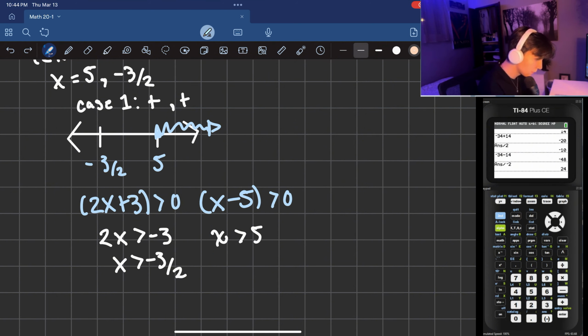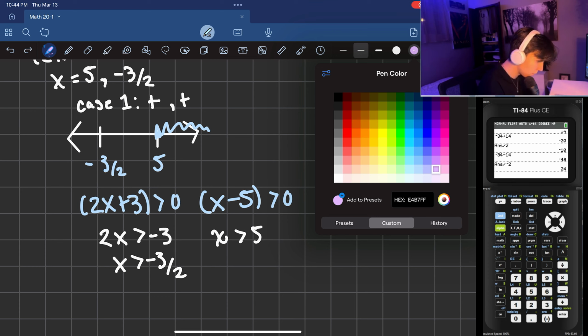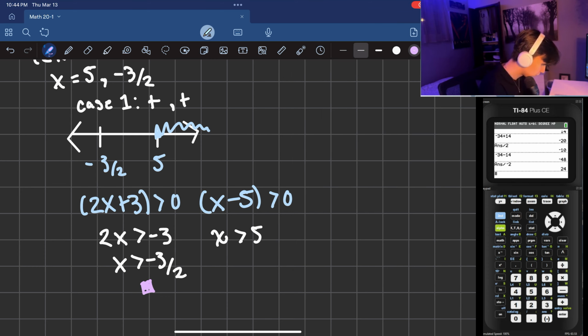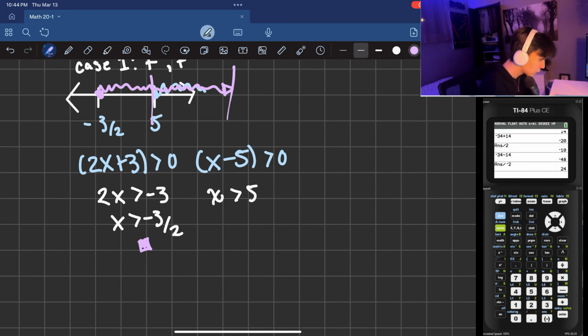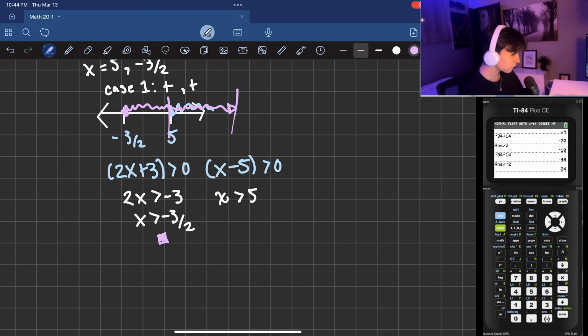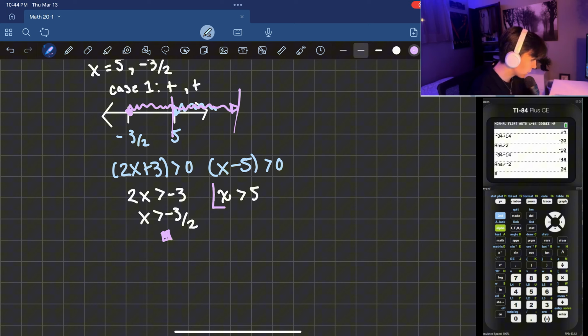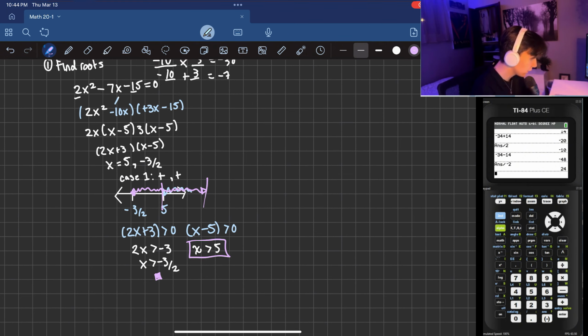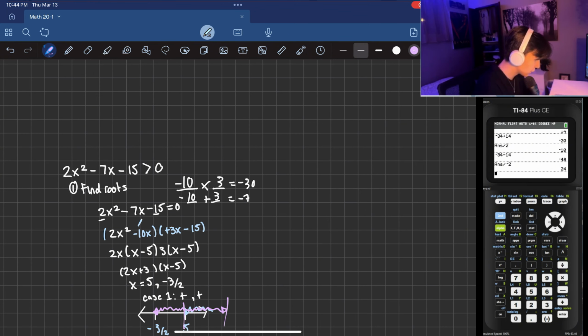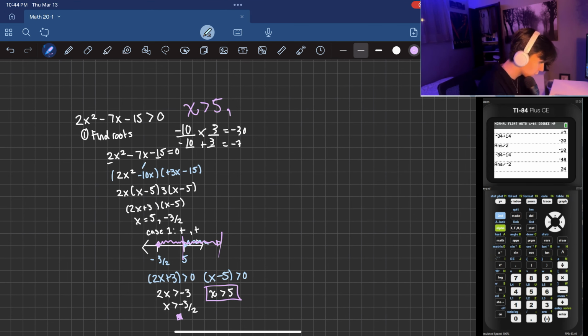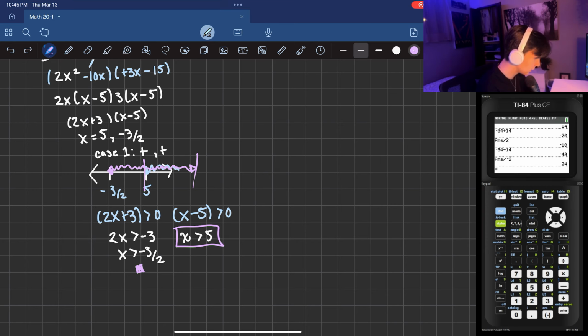And then for our second one, I'm going to represent it by using purple. So any number that is greater than negative 3 over 2. We're going to go right on our number line here, and we actually have an overlapping section. The overlapping section happens where x is greater than 5. So that is going to be one of our solutions. I'm going to write it up here. x is greater than 5 is one of our solutions. So for case 1, we're done.